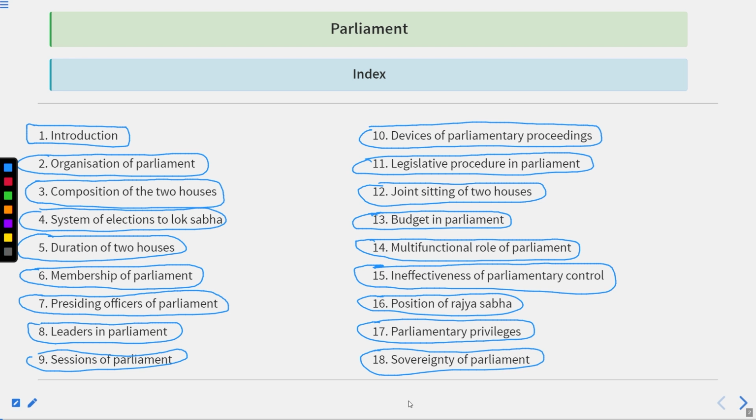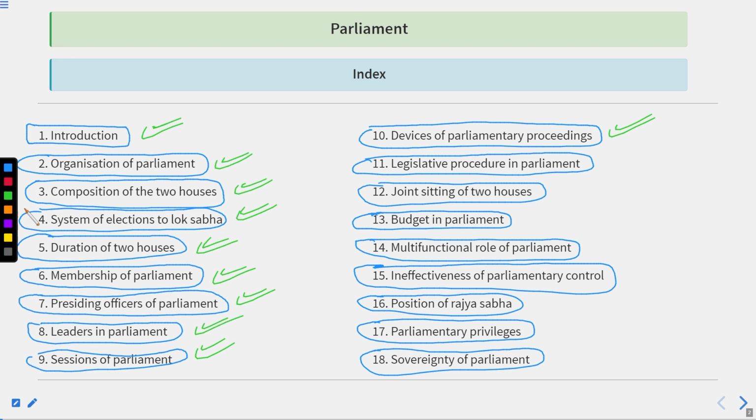If we talk about the topics that we have covered, we have done the introduction part, organization of parliament, composition of two houses, system of elections to Lok Sabha, duration of two houses, membership of parliament, presiding officers of parliament, leaders in parliament, sessions of parliament, devices of parliamentary proceedings.